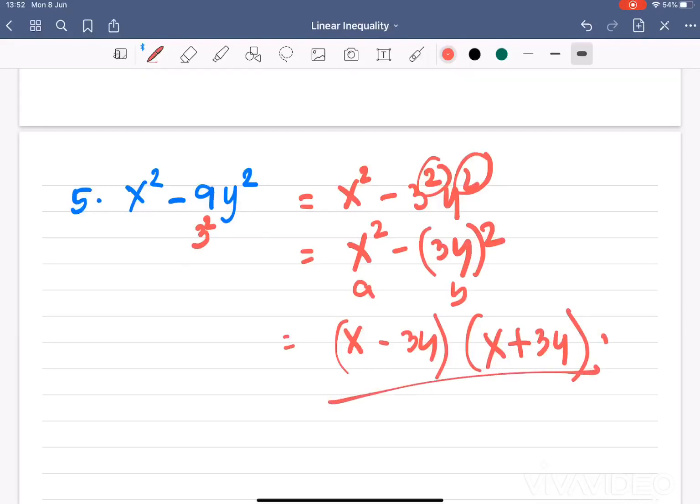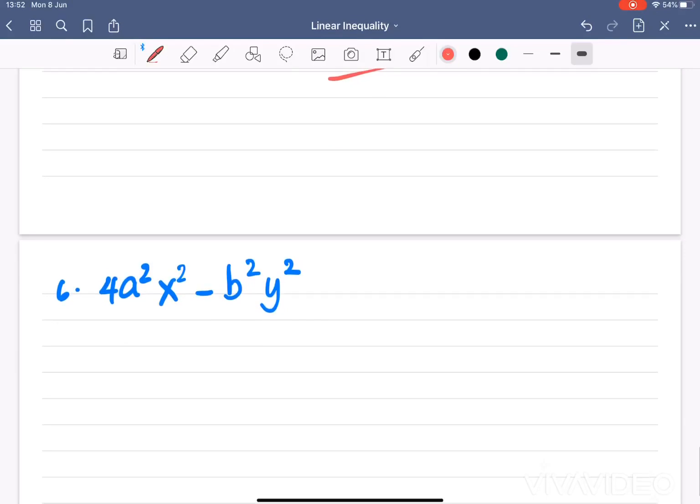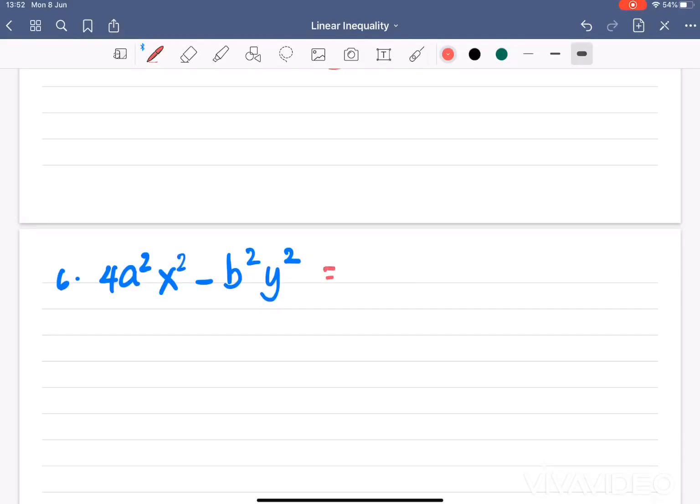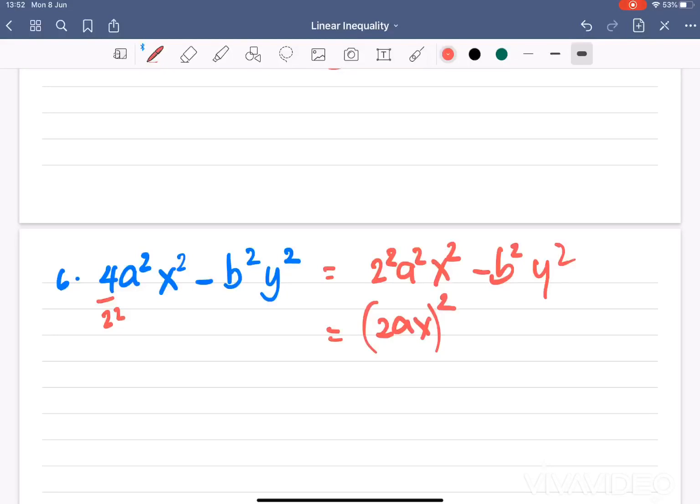Number 6, which is our last example here. We have 4a squared x squared minus b squared y squared. We can express 4 as 2 squared. So we have now 2 squared a squared x squared minus b squared y squared. So we have now 2ax quantity squared minus by quantity squared. This is our a, this is our b.